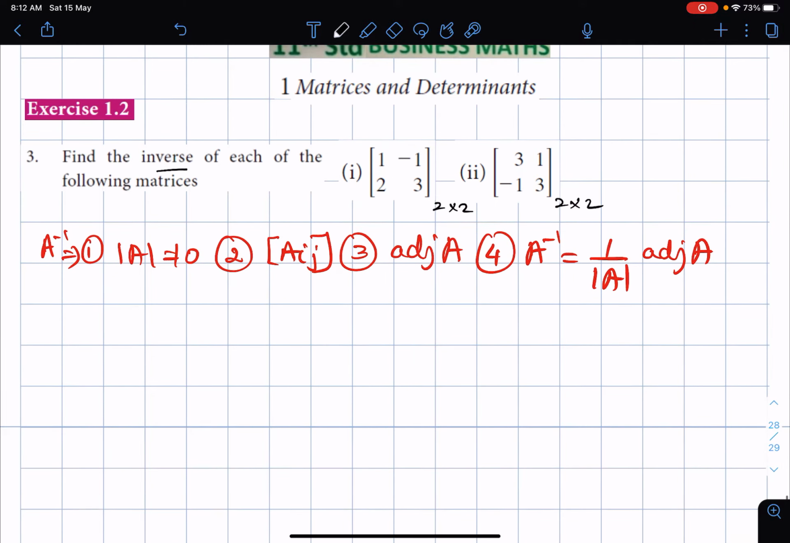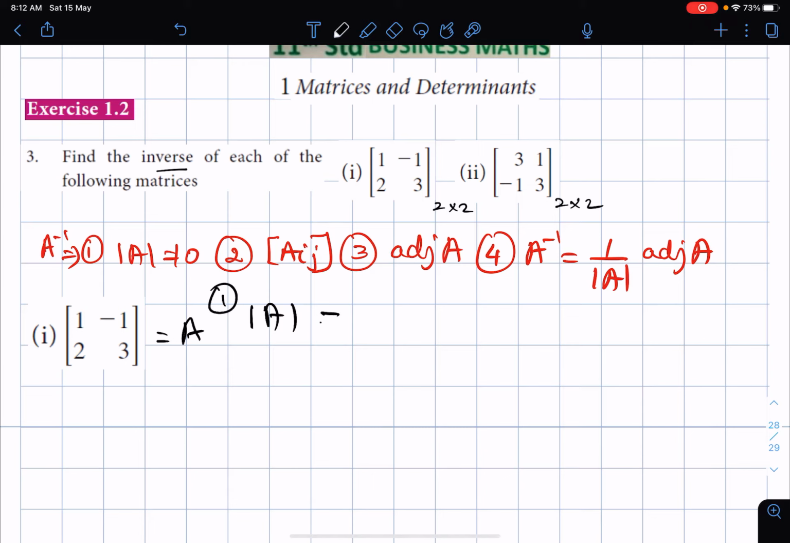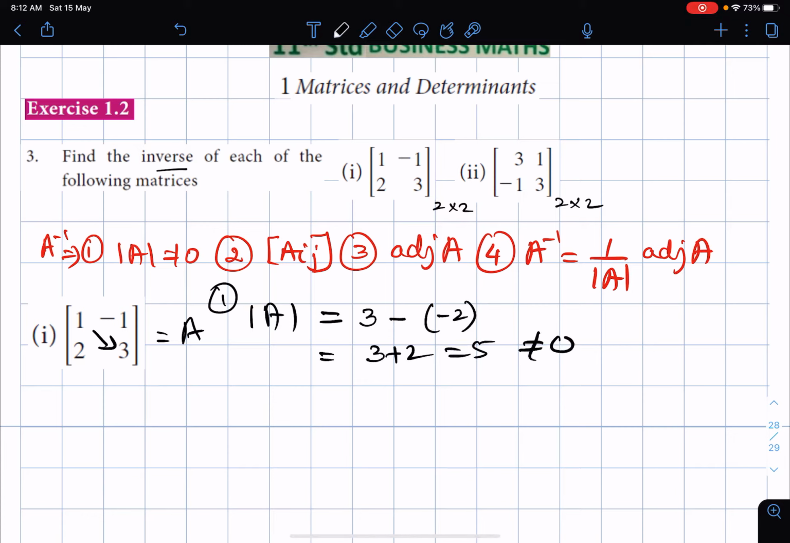So first is subdivision. Copy and paste it here. This is our first subdivision. Keep this as A. This is going to be our A. What is our first step? Determinant A equal to, we are going to find out what is determinant A. So leading diagonal 3 into 1, 3. Our other diagonal 1 into 3 is 3 minus into minus 2. So that is going to become 3 plus 2, that is equal to 5, not equal to 0.